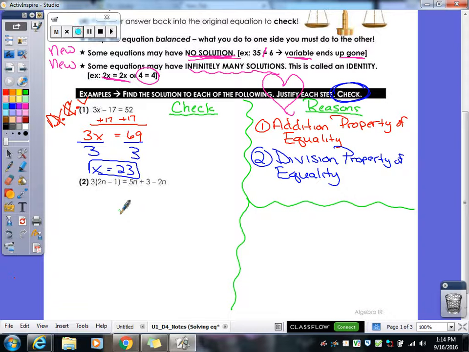So we're going to plug 23 into the problem. 3 times 23 minus 17 equals 52. And then you would put that in your calculator and you get 52 equals 52, right? Everybody knows how to check, hopefully, right?